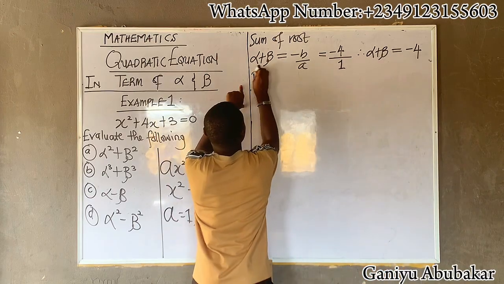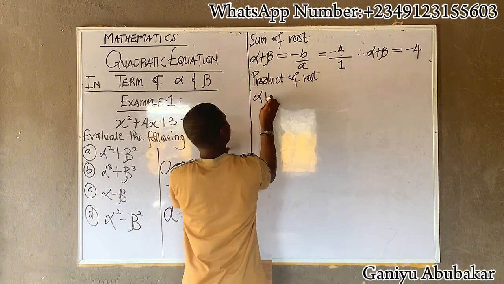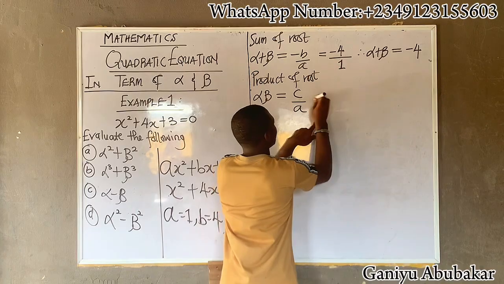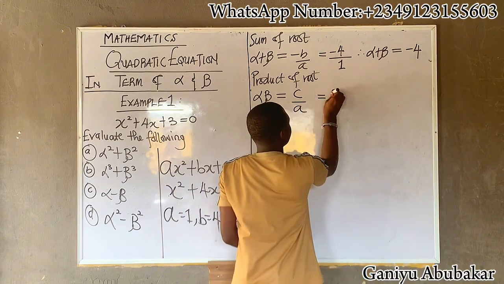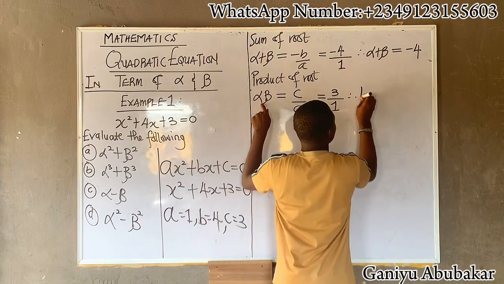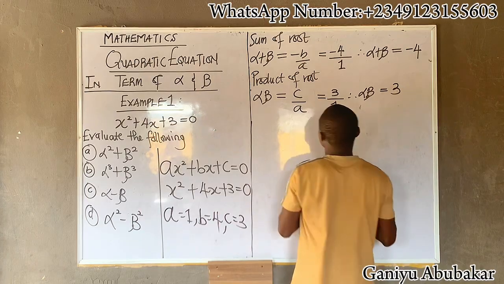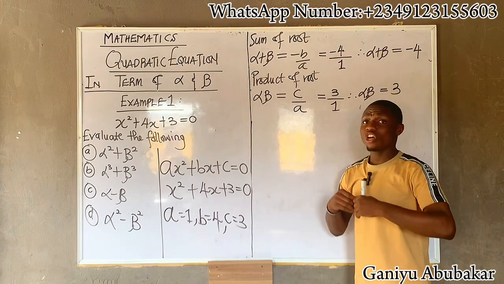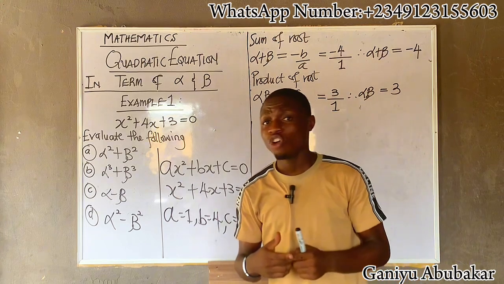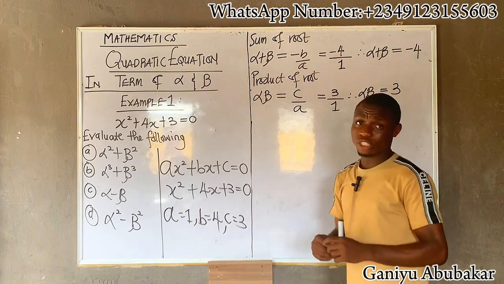Let's get the product of roots. The product of roots, alpha beta, is equal to c over a. c is 3 and a is 1. So the product of roots, alpha beta, is equal to 3 over 1, which is 3. So your very first task: get a, b, and c. When you are done, get the sum of roots and then the product of roots. That's the first priority when it comes to solving problems under the alpha and beta concepts. When you're done with this, you can proceed to your question and start solving.